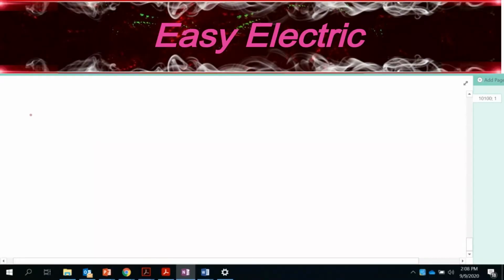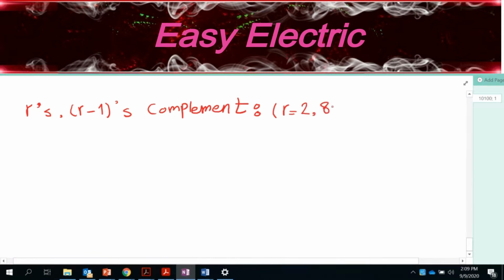We are going to talk about R's and R minus 1's complement. As usual, the R could be any base. R here, for our course at least, could be 2, 8, 16, and 10. But in general, it could be any number, okay?